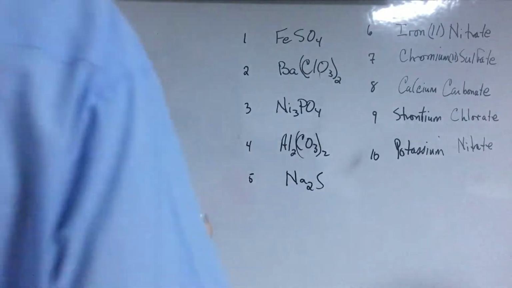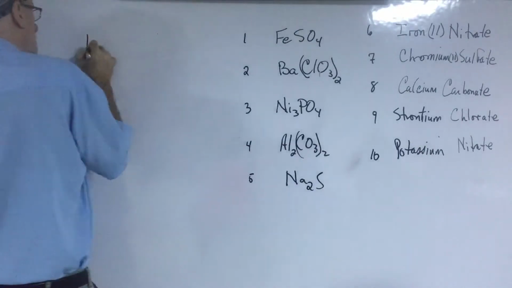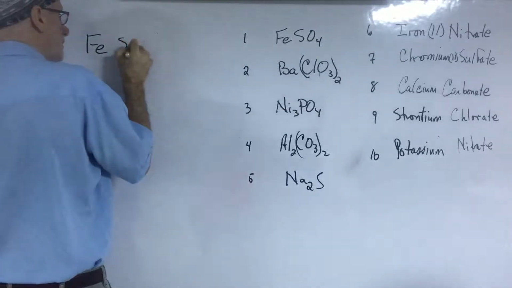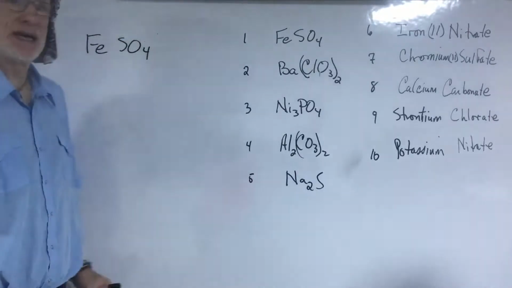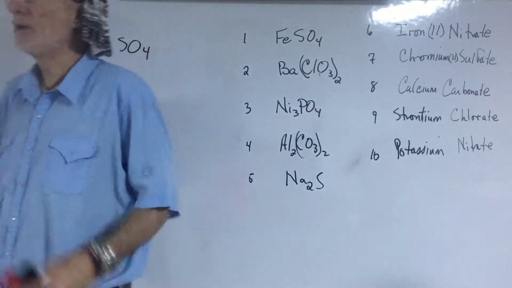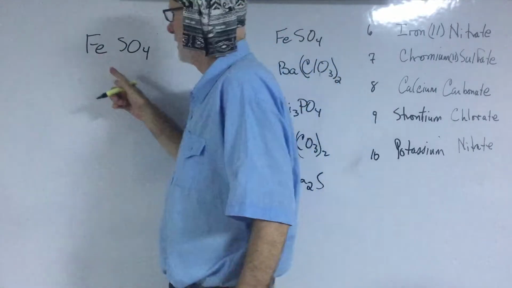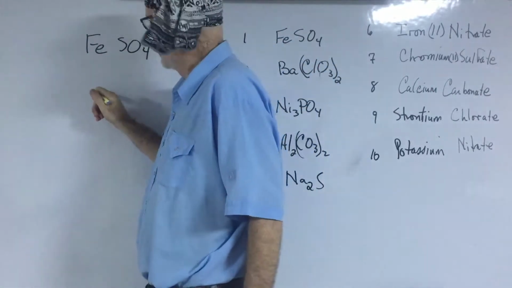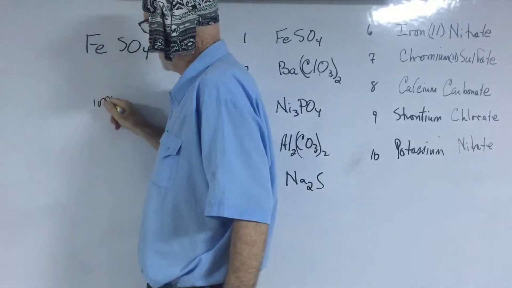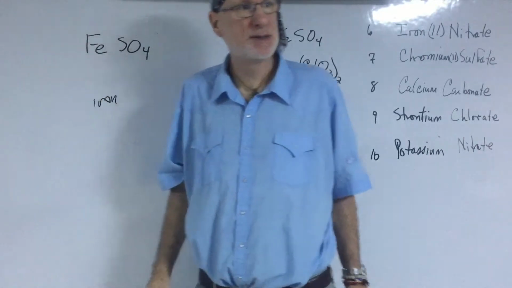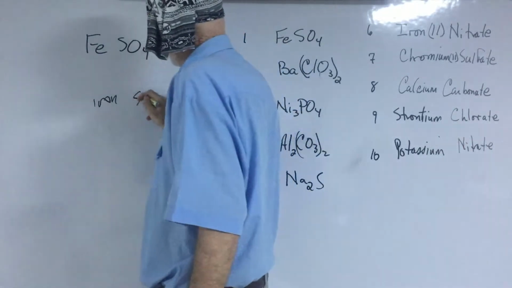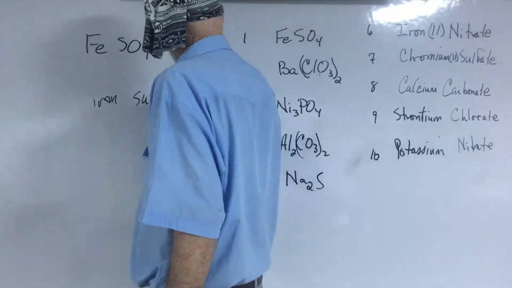So what's the first one? Let's do this the long way. FeSO4 is what? Without anything else, we know that Fe is what? Iron, that's good. Iron, and SO4 is? Sulfate, good. That's half the battle.